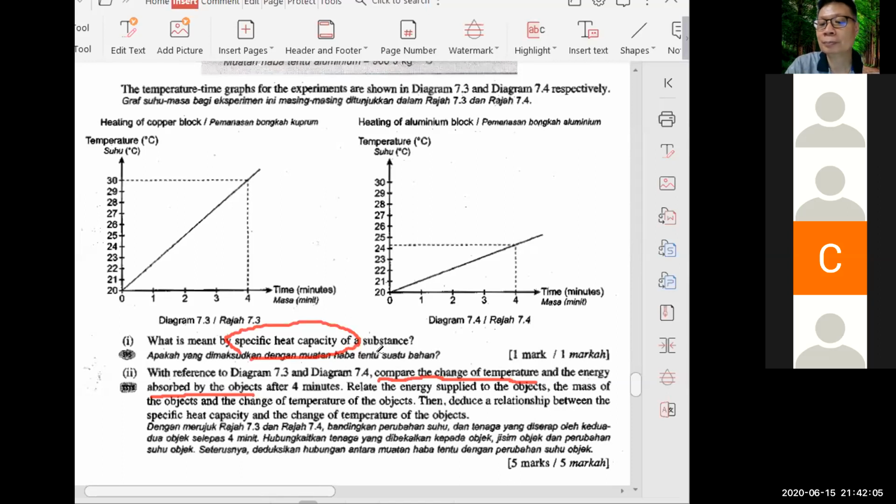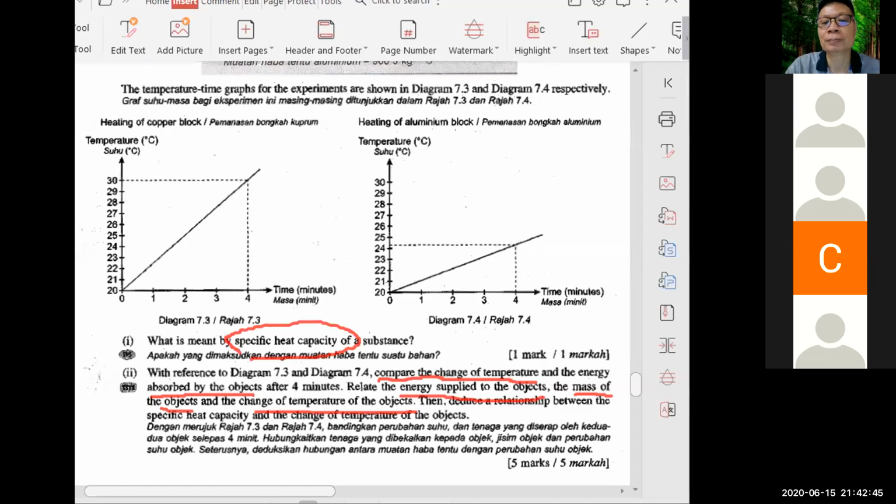This one, how? Do you think when the temperature goes up higher, you will absorb more heat? Later you see the answer first. Absorbed by the object, and energy supplied to the object. Energy supplied to the object, same heater, right? And the mass of the object, I think the mass is the same, right? Both have the same mass. And the change in temperature, this one changes more, this one changes less. So all the answers, you know already. Okay, now you can see the answer.